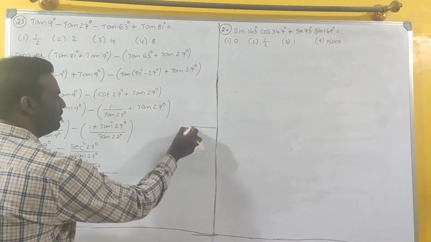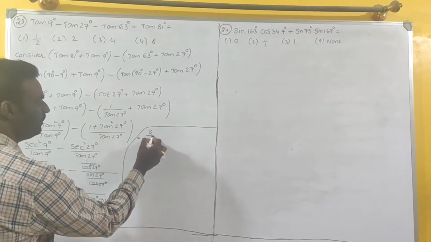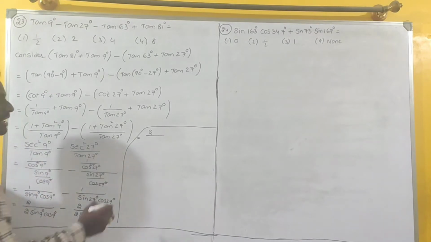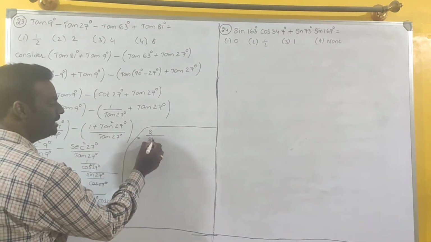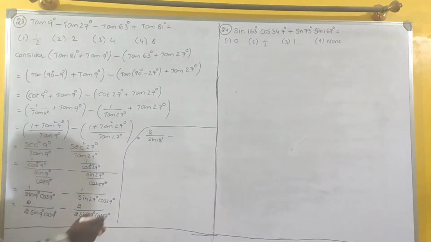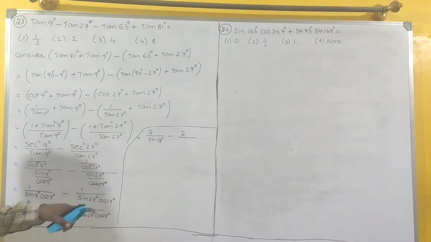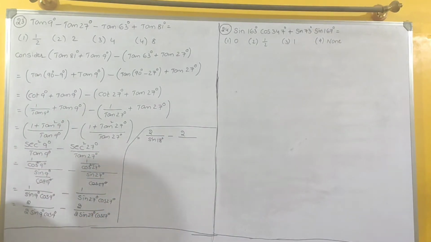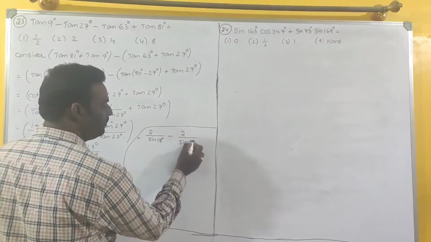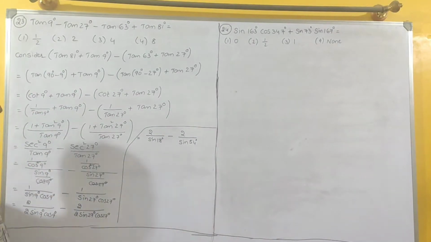I am doing the continuation here. 2 sin theta cos theta is the formula for sin 2 theta. So sin 2 into 9 is nothing but sin 18, minus 2 by, again 2 sin theta cos theta is sin 2 theta, 2 into 27 that is sin 54. Now I will take 2 common.